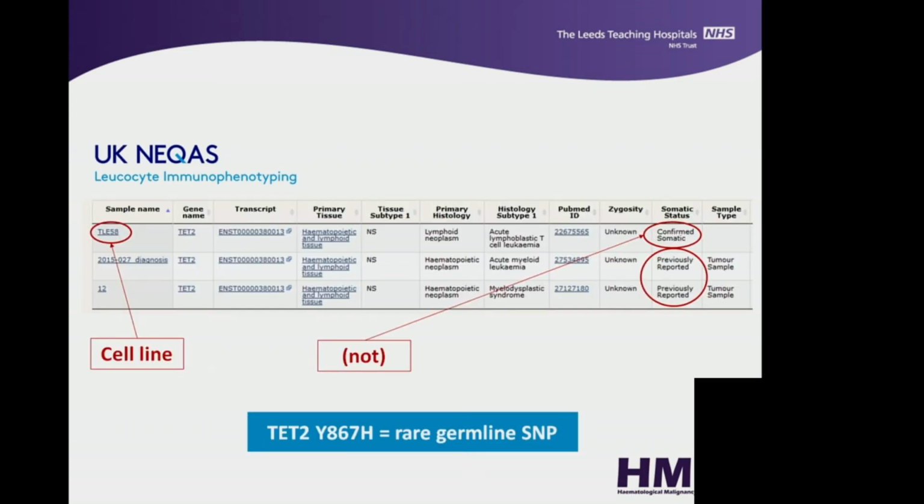So when you look at 3 of those 6 submissions, you see that the primary submission, when you actually delve deep into this, is actually a cell line. It's not actually a clinical sample, although it's been confirmed somatic, it hasn't. And these 2 subsequent reports refer to the first one. So there's a lot of that in COSMIC. You put a single submission in, and everybody else refers to that.